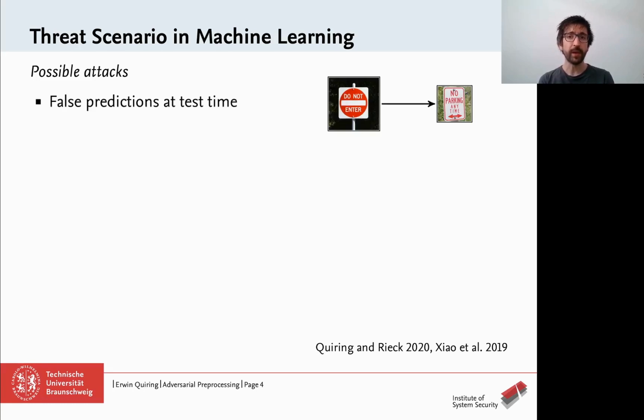First, an adversary can trigger false predictions at test time by creating a downscaled image of another arbitrary class. In contrast to adversarial examples, the input to the network is an instance of a target class already, so we do not need to exploit weak spots in the network.